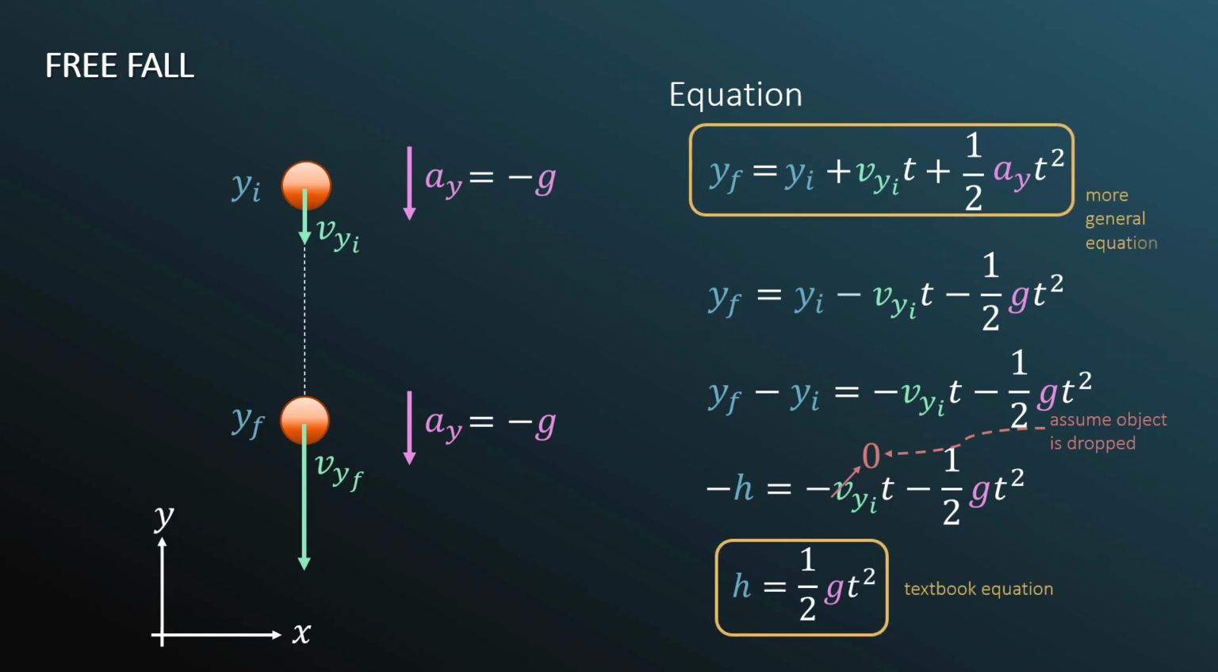This equation that I began with up here is a more general equation that you will not find in your textbook, but it may be useful to use this if you can understand how to use it. However, for the purposes of this course, you only need to use the textbook equation. This was an example for vertical motion. Let's look at an example for horizontal motion.